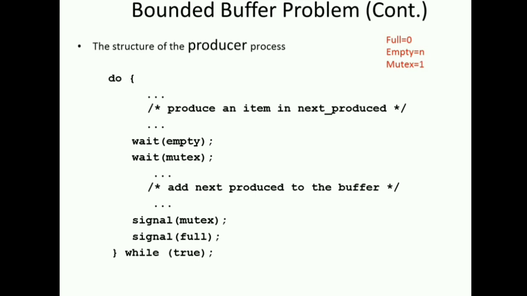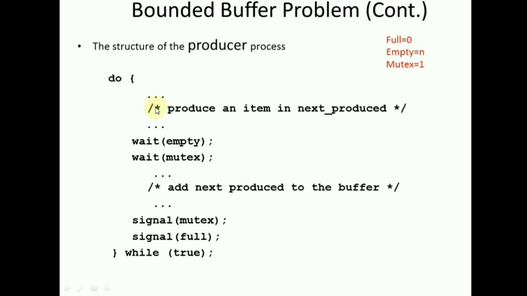I have just given a glimpse of the initial values. As seen in the previous slide, full is 0, empty is n and mutex is 1. It can take a value of either 0 or 1.